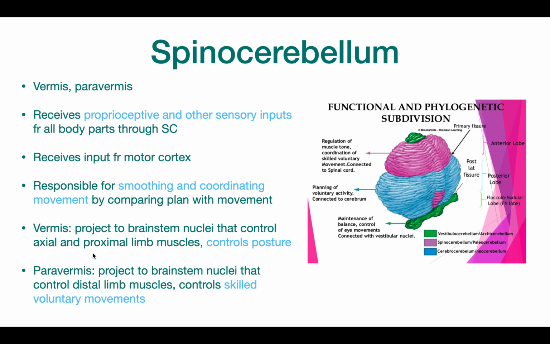The vermis projects to the brainstem nuclei, and it controls the axial and the proximal limb muscles, so this controls central posture. The paravermis projects to the brainstem nuclei that control the distal limbs. This is the one that really controls skilled voluntary movements. If you play any kind of instrument, that's a learned skill, writing, what else? Walking. Those are skilled movements that the paravermis is responsible for.